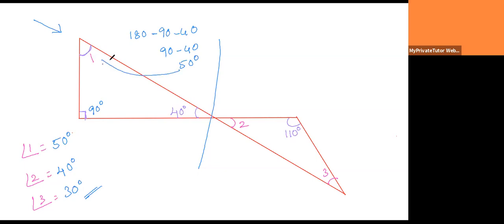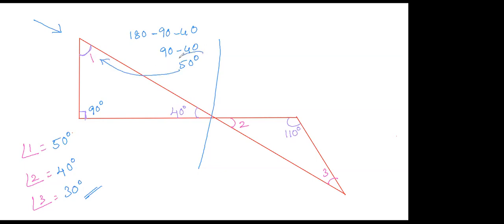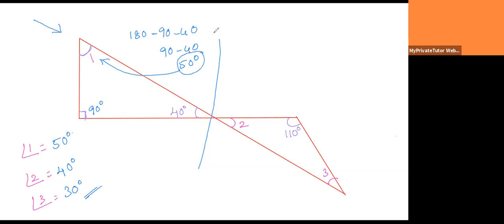Okay. So that was the angle. And how to find the angle 2? So the total angle is 180, so we just need to subtract the given angles from 180.